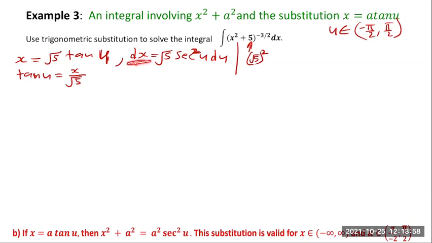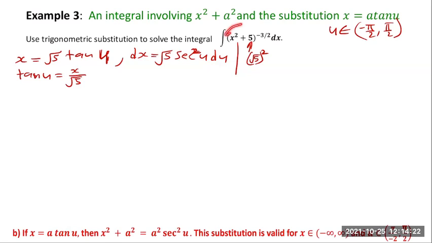Okay, your dx is equal to, of course, you just differentiate this one, then you will see that dx is equal to square root of 5 times secant squared u du. All right, now we have everything we need to go with the substitution. Before I deal with the integral straight away, let me consider my integrand and simplify it a little bit.